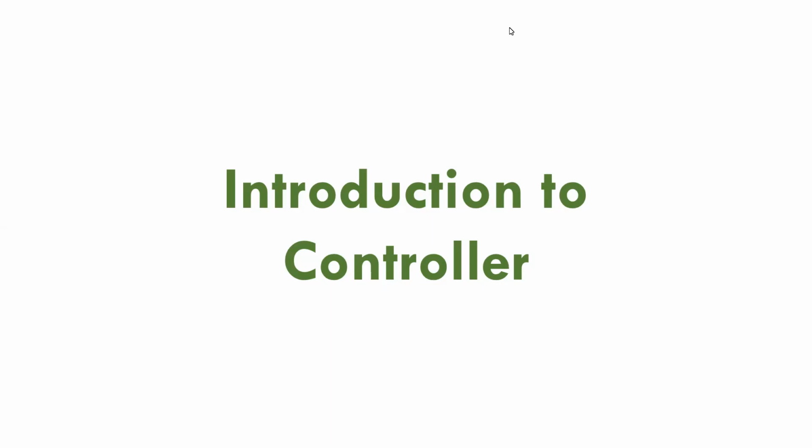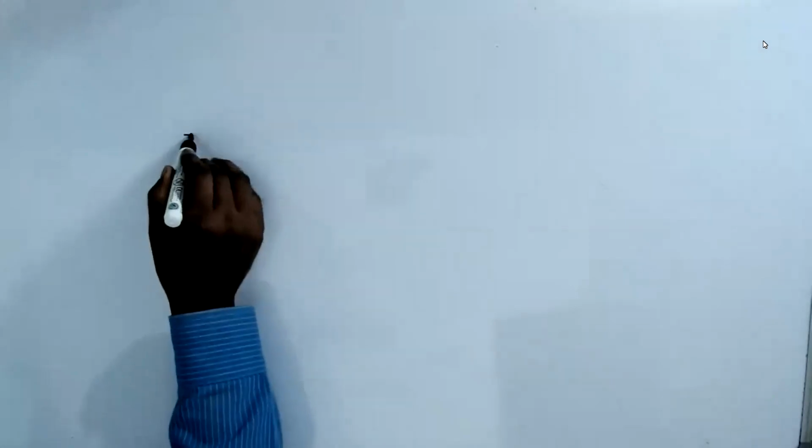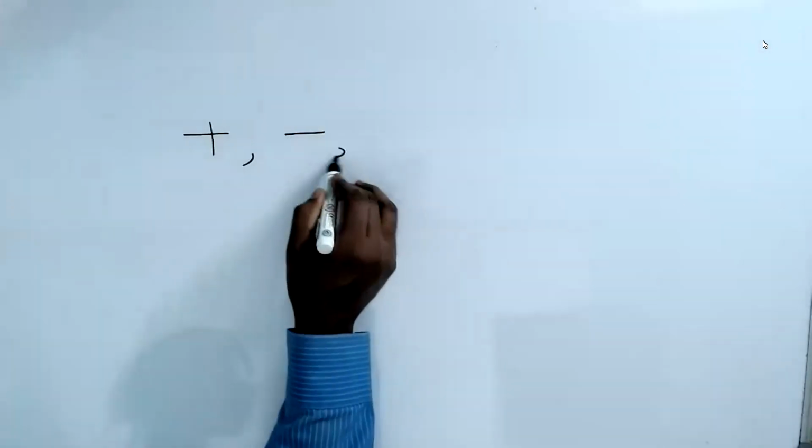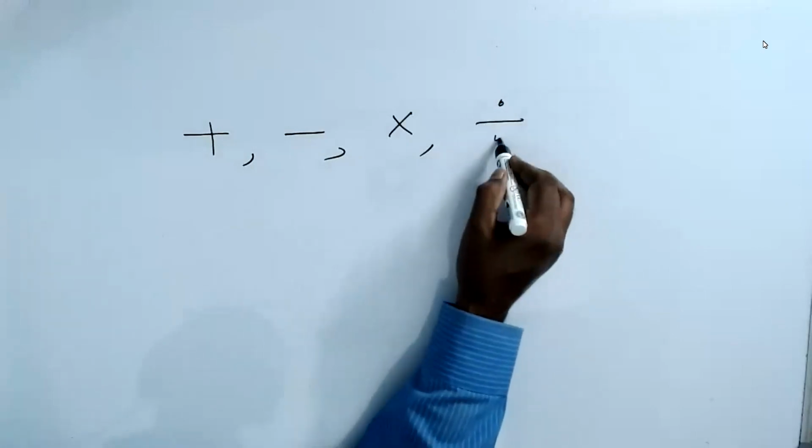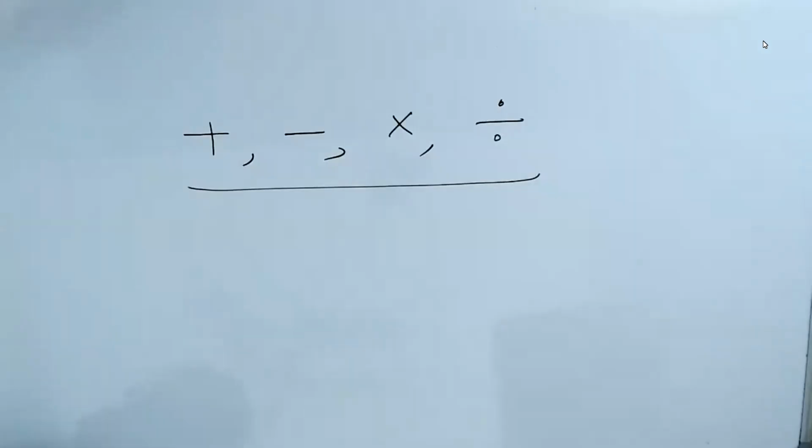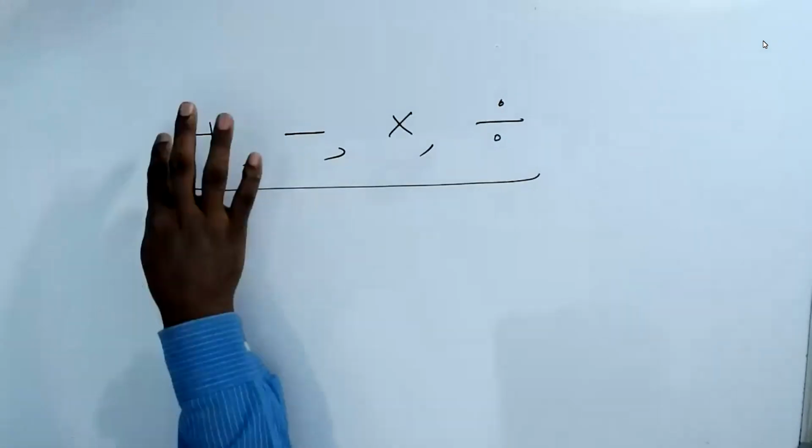So let's go to the board and try to understand that. Okay, so let us see, we learned in school addition, subtraction, multiplication, then division. Am I right? We learned these 4 operations. We know that. Everybody learned this.